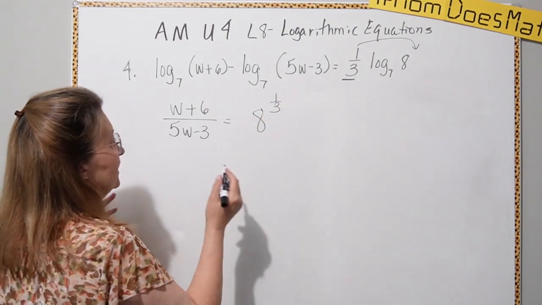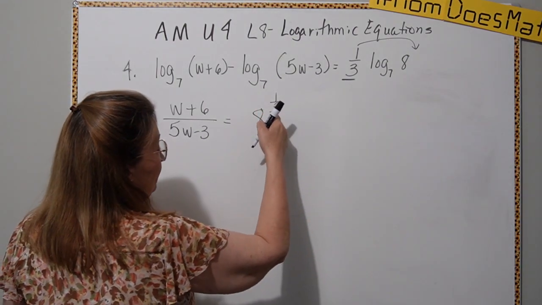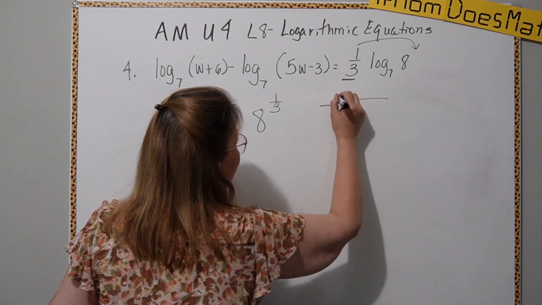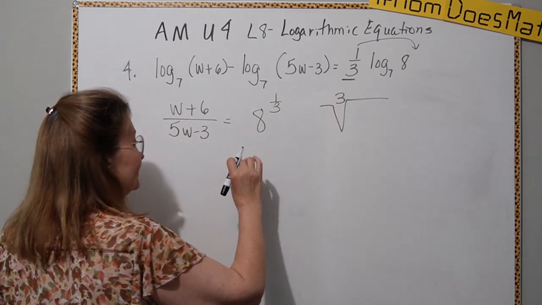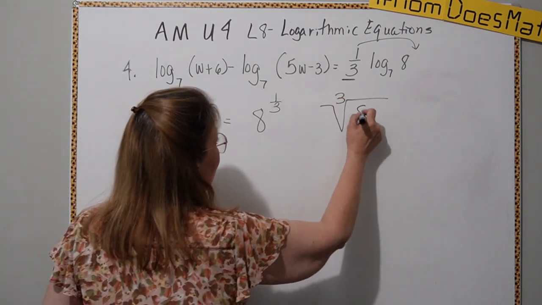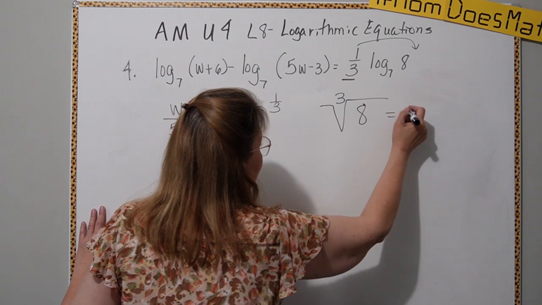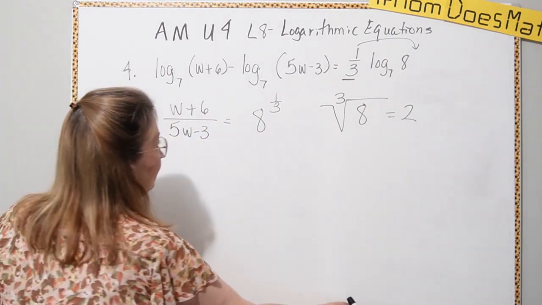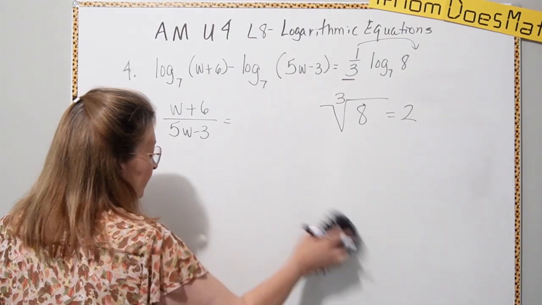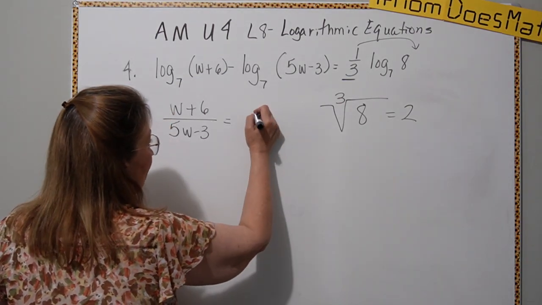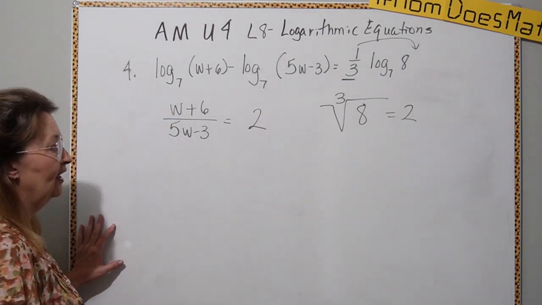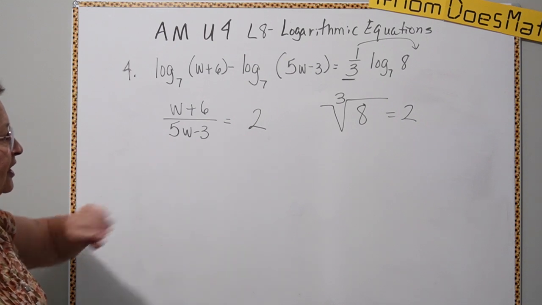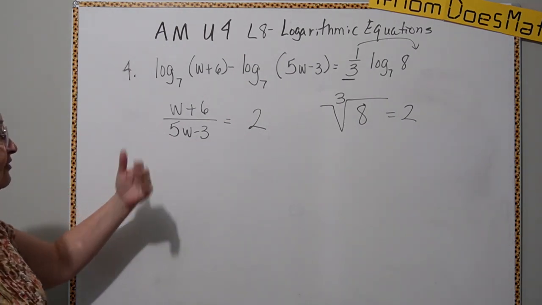What is 8 to the 1/3? Remember, the denominator is your index. You can convert this again into a radical and get the cube root of 8, which is 2, okay? So you can come down under it, or you can just strike through it and put a 2. 8 to the 1/3 reduced down to 2. Now, we just have a simple equation.